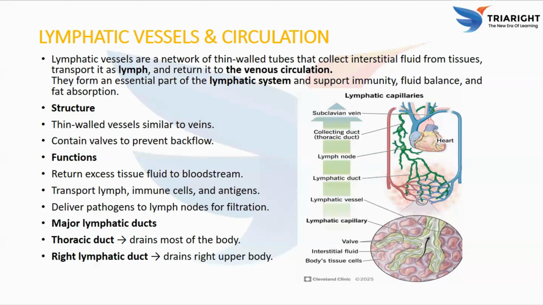It begins as lymphatic capillaries. They are found near the blood capillaries in the tissue spaces. They have overlapping endothelial cells that open whenever the pressure inside the tissue increases so that the fluid enters. So now, what are the functions of the lymphatic vessel?